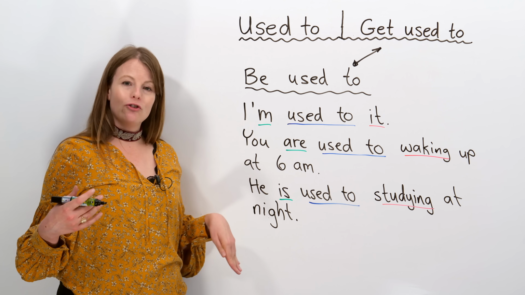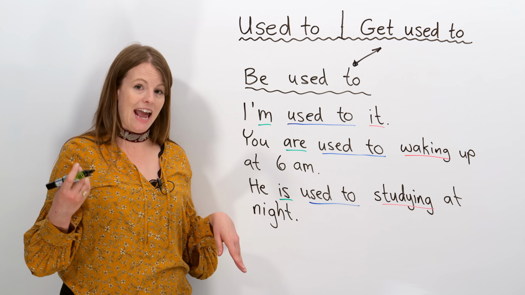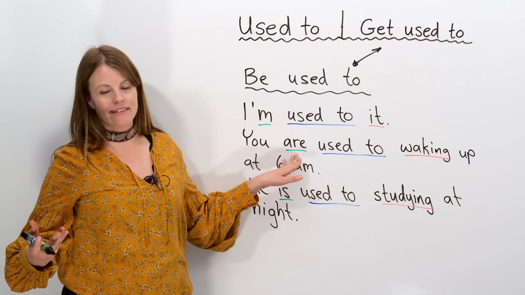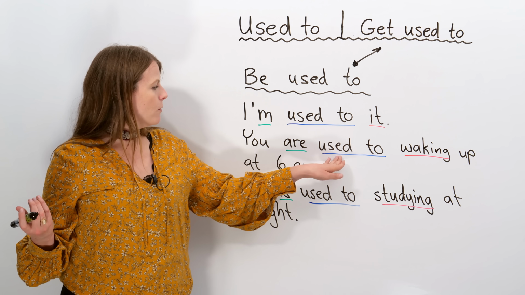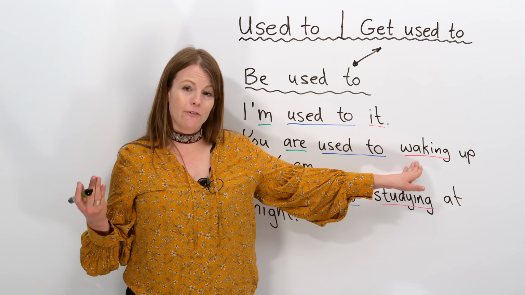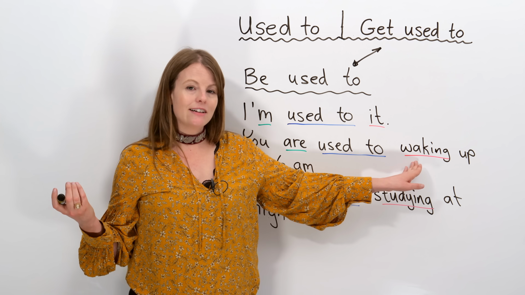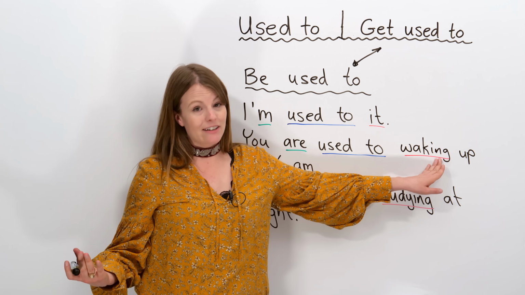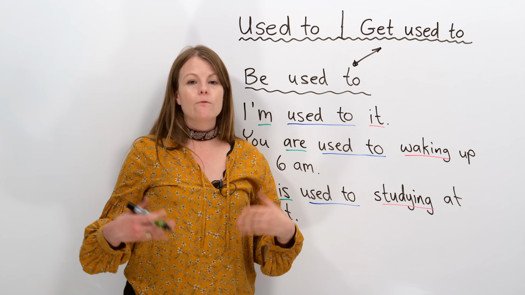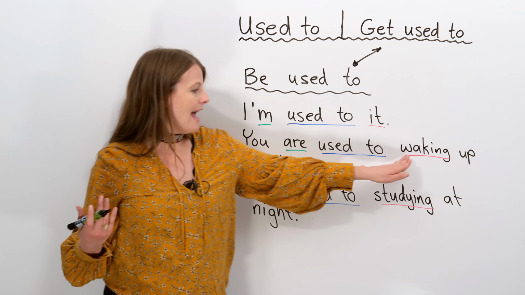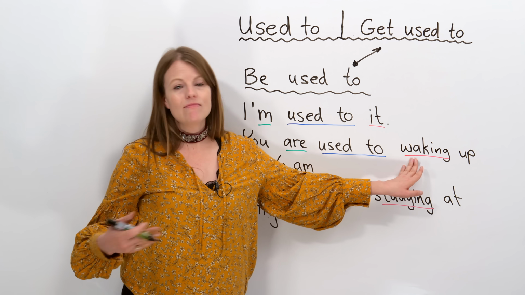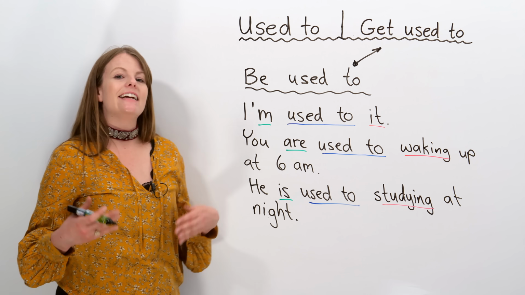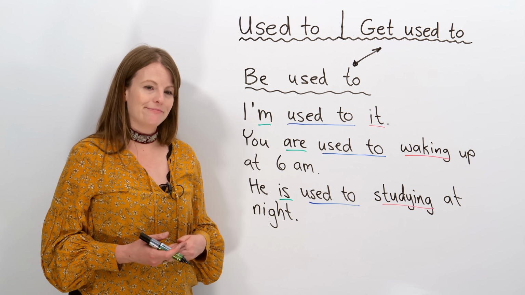Let's look at another example. You are used to waking up at 6 a.m. So we have here our be verb. In this case, in the simple present tense, it's are. We have used to, and then we have a verb, waking up. Waking up, you'll notice, ends in ing. So it's similar to get used to. Verbs we use with be used to end in ing. Or we can say they end in a gerund. A gerund is a verb that ends in ing.